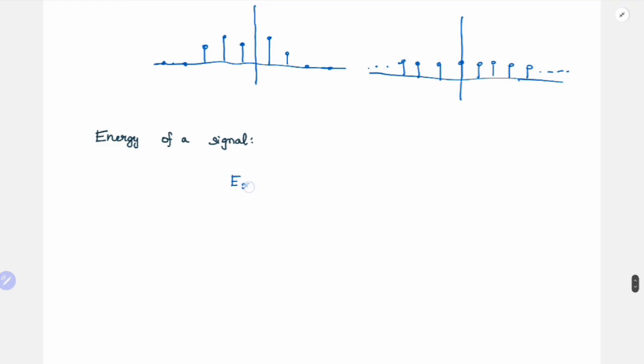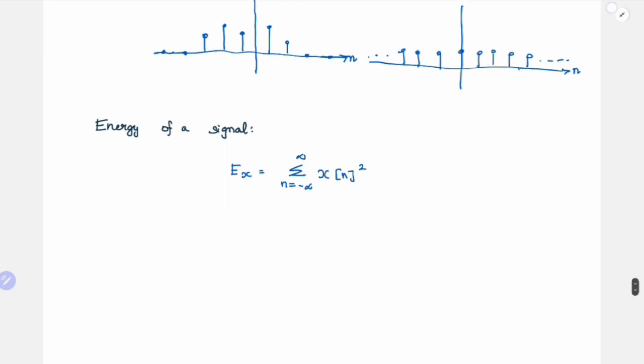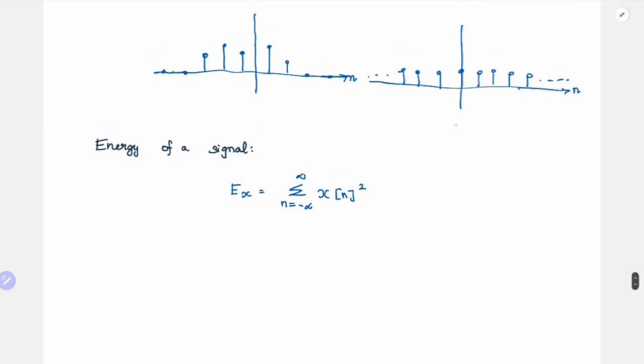So it is given by Ex, and since it is discrete in nature, we are going to square each of these terms. So x of n whole square, and we are going to sum it up. So summation n equal to minus infinity to infinity. Okay, so this will give you the energy of a signal. Again, why are we squaring? We want to eliminate the negative terms also. If it is a big signal with negative values, it is also considered a big signal, right? Not just in the positive direction. So to eliminate that ambiguity, we are just squaring the signal.